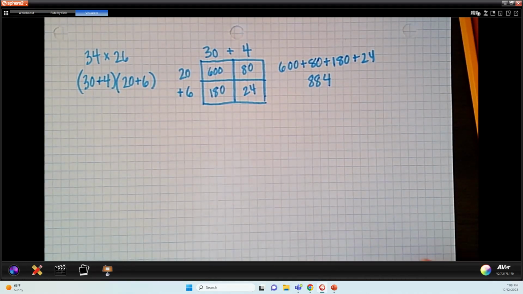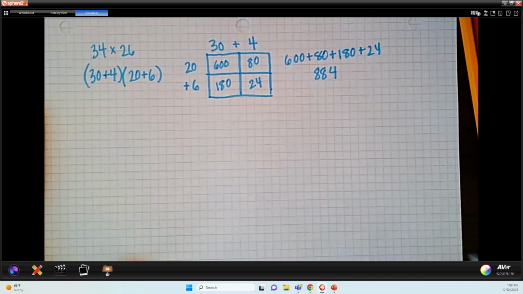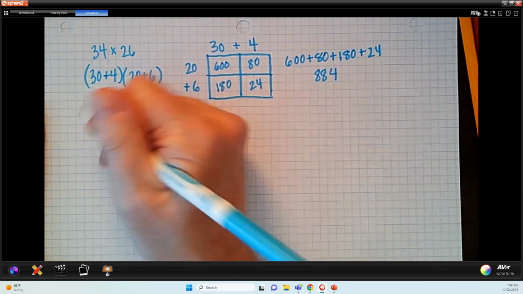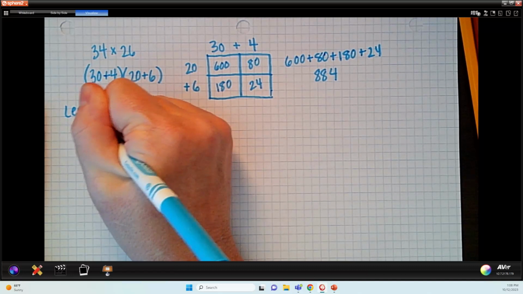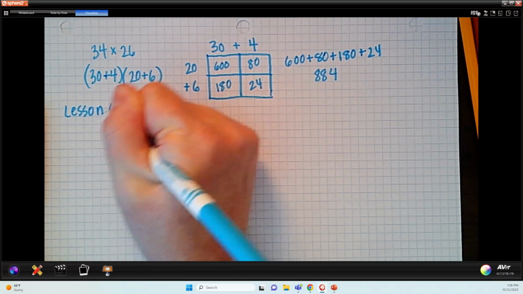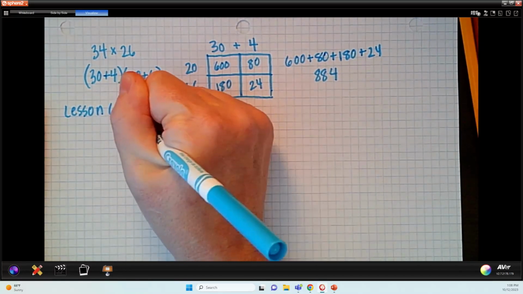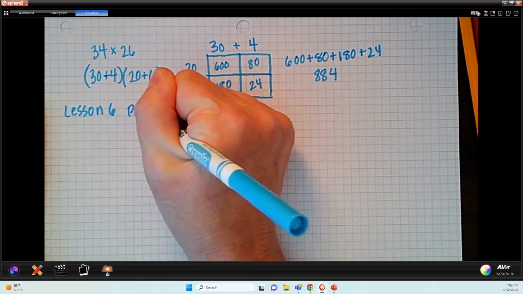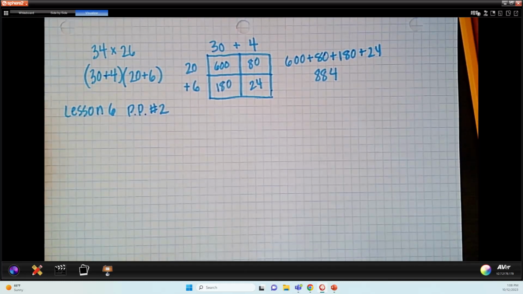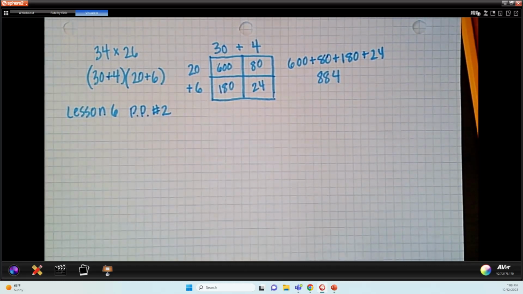Well, guess what? Polynomials work the exact same way. So we're going to use an example. This came right from your practice problems, lesson 6. And I gave this as feedback to many of you. But if you go into lesson 6 and you look at practice problem number 2, okay, the video's in there. If you have the workbooks, you can work this out.